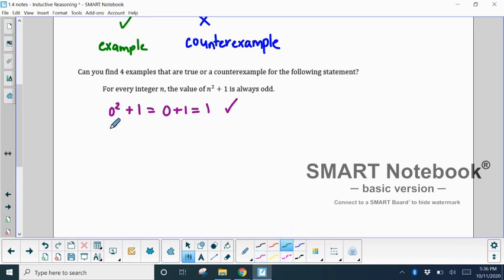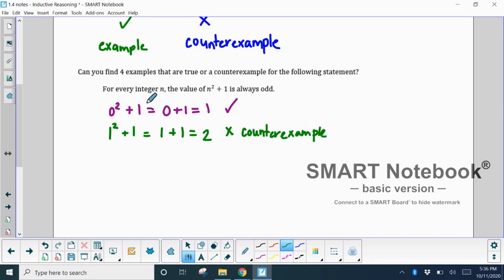Let's try it again. Let's try 1. I'm going to do 1 squared plus 1. Well, 1 squared is 1. 1 times 1 is 1. And then if I add 1, 1 plus 1 is 2. Did that come out to be odd? No. So this would be a counter example.